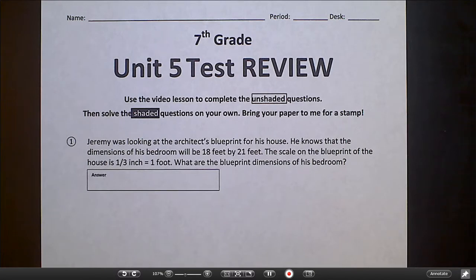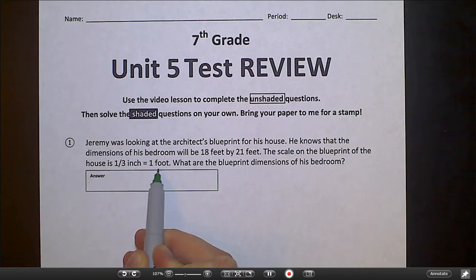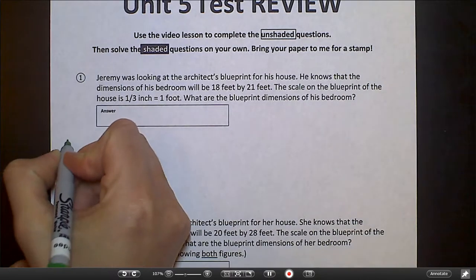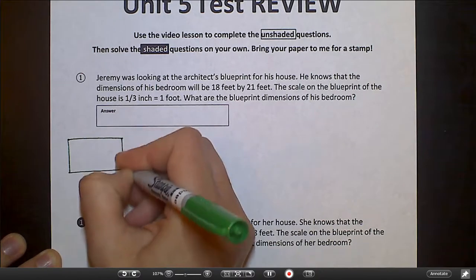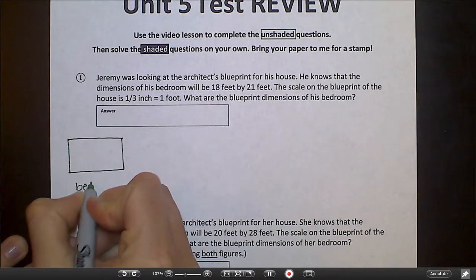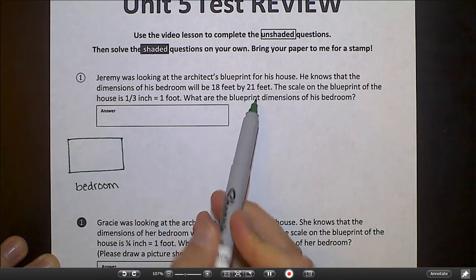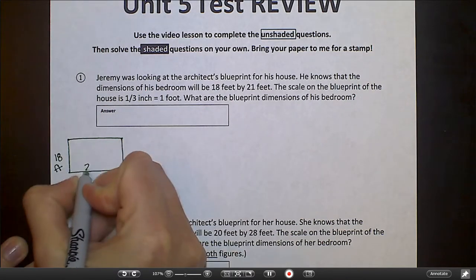So we know that this is a similar figures question. We know because we're given a scale factor, 1/3 of an inch on the blueprint equals 1 foot on the real house. And so anytime we have a similar figures question, we can go ahead and draw those figures to use as a visual. So let's do that. The first thing I'm going to draw is the real bedroom. This is the bedroom. And we're told in the problem that his bedroom is 18 feet by 21 feet. So I'm going to say 18 feet, since this is the shorter side, by 21 feet.